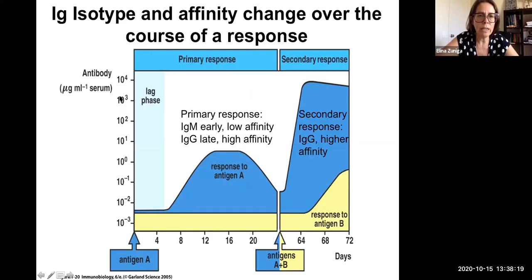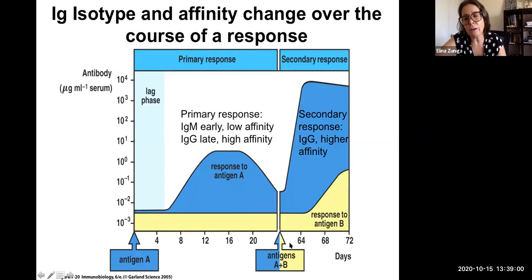Okay, so the immunoglobulin isotype and affinity can change over the course of the response. Here is the time, in days, after an antigen is inoculated. In the primary response, the first time this antigen is seen, the first one to be produced early on is IgM, as we just mentioned, is always the first to be produced. And it has low affinity. Later, via CD4 help, we will have isotype switching into IgG that has higher affinity.